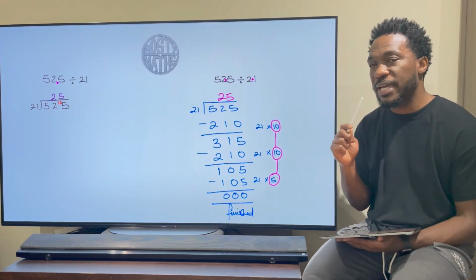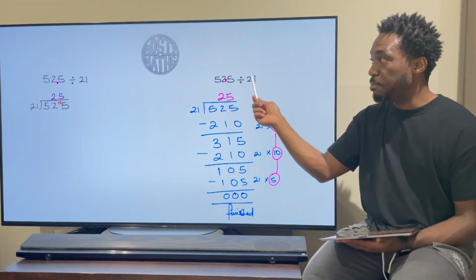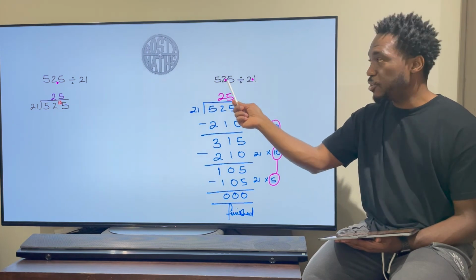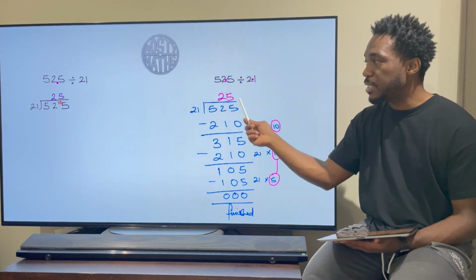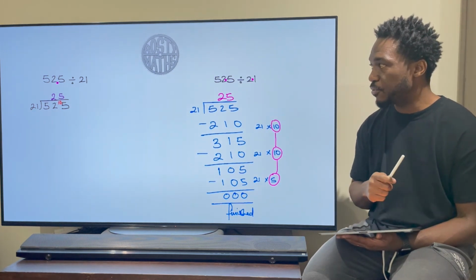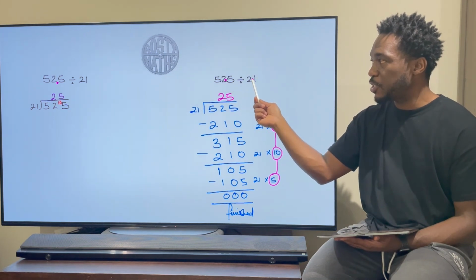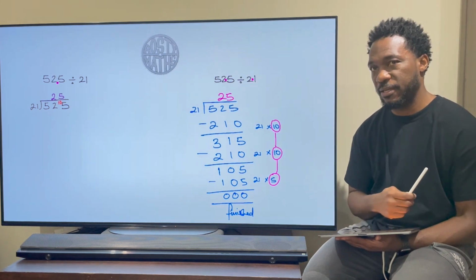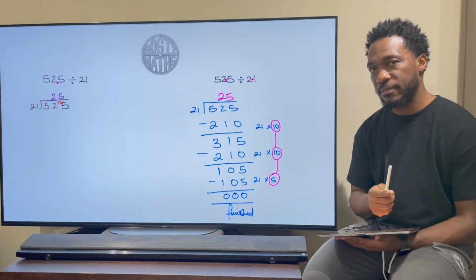So here's the thing I need you to remember. If you have a decimal in both and you made them into whole numbers, you do not need to adjust the decimal. The next thing that I need you to remember is this. Whatever I adjust this by, I need to adjust that by the same thing. Okay, so if I adjust this by 10, I need to adjust that by 10.